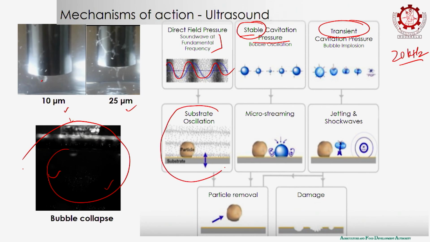That means in this case, the sound wave is going, and the particle is happily standing there, just simple. In these cases, micro streaming happens. That means bubbles are formed and they are moving here and there. Like what you saw in the video, all these bubbles which are moving, that is micro streaming. Because of that, it dislodges the particles or disrupts the matrices.